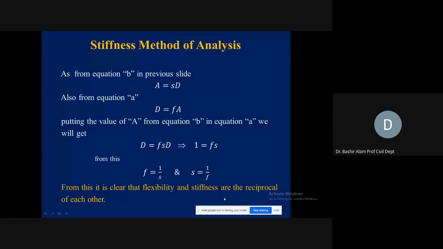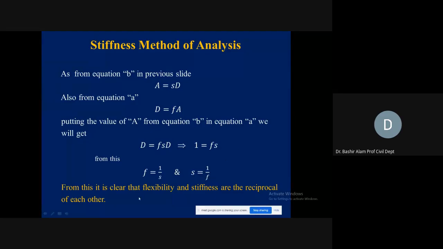Now from equation B in the previous slide, A is equal to SD. Also from equation A, we have D is equal to FA. So here what I am going to do now, in equation A, instead of A, we will put SD. When we put this SD, D is going to cancel with the D on the left hand side, so on the left hand side we have 1. So 1 is equal to FS, or from here we say F is equal to 1 over S, or S is equal to 1 over F.